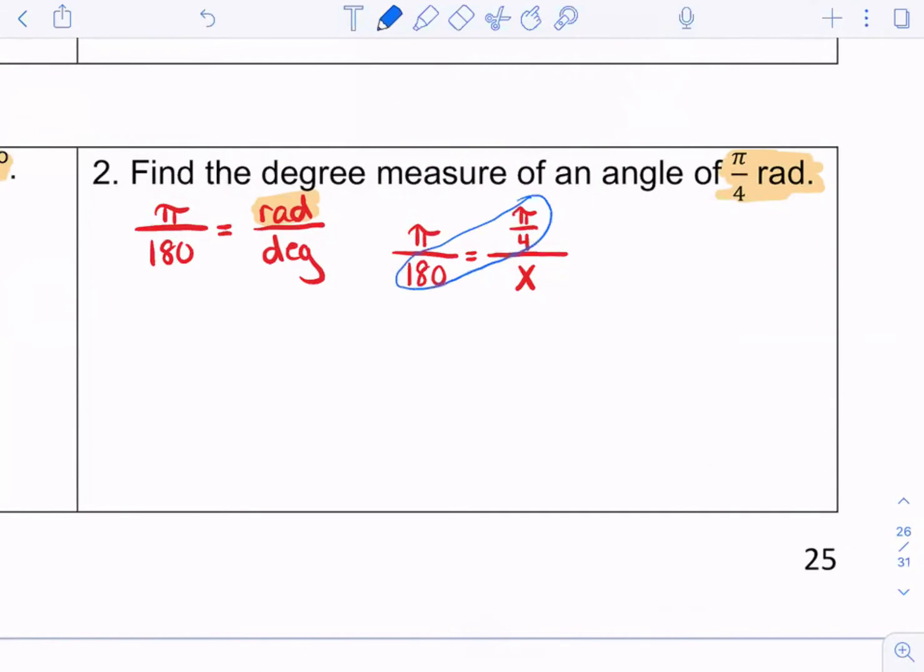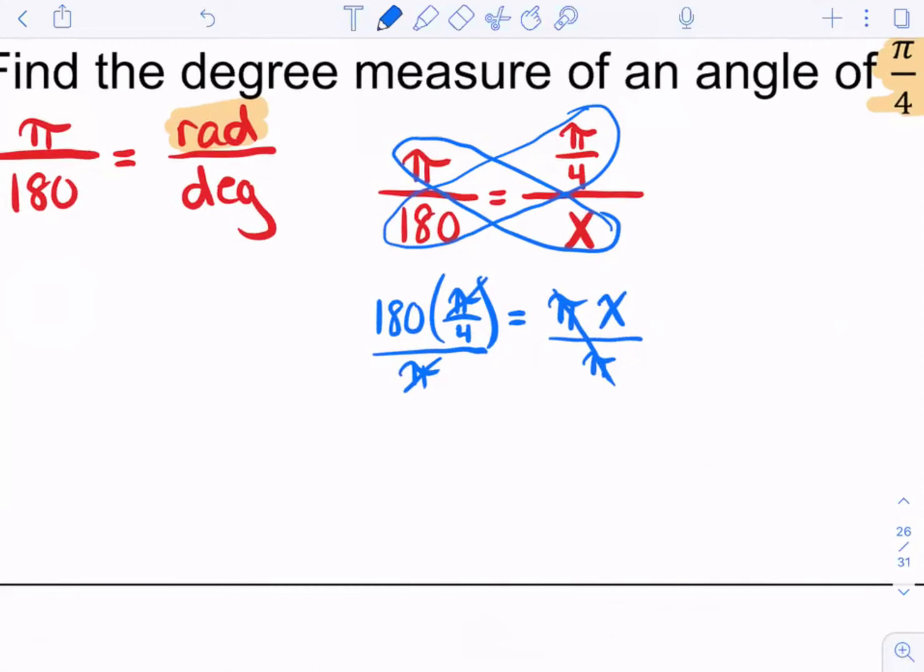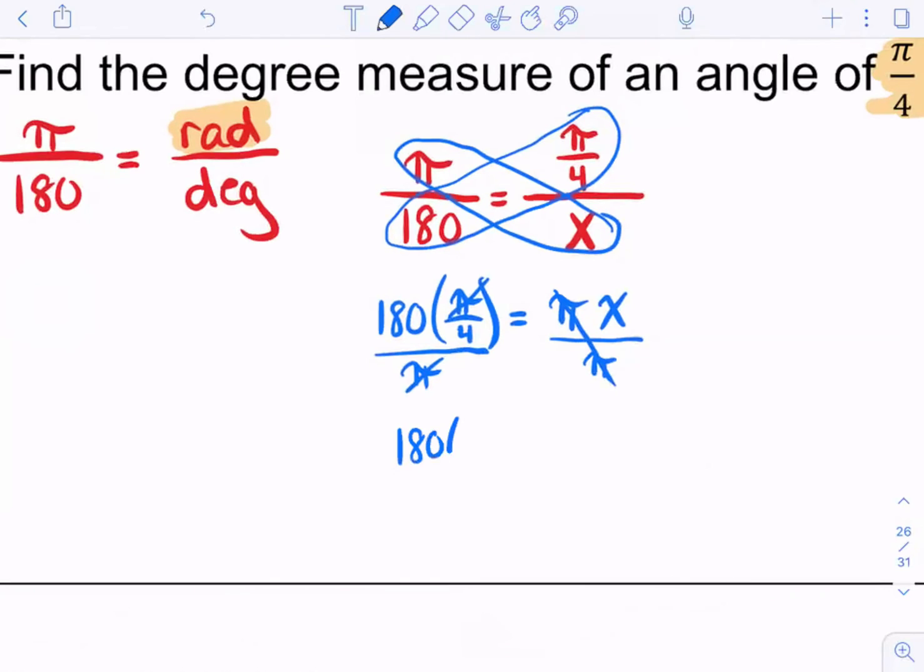So we have 180 times pi over 4 equals pi times x. Remember, we're trying to get x by itself because that will give us the degree measure. So to get x by itself, I would divide both sides by pi. All right. Then look what happens. Now let's really take a look at that side. If I have a pi on top and a pi on bottom, it's gone. They reduce. So I'm left with 180 and 1/4. So that's 45. A fourth of 180 is 45.